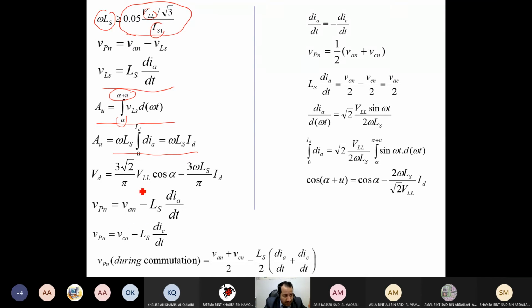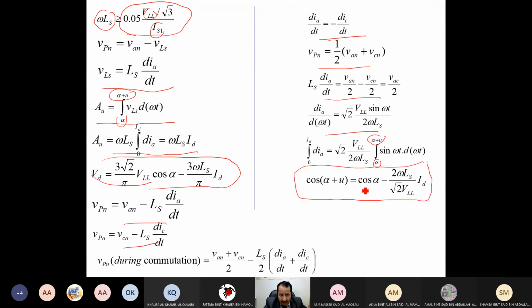We have the same formula, which I repeated here for VD, copy-pasted from the diode situation. The only difference is that I integrated from alpha to alpha plus U. Why? Because we have a thyristor. This is the formula I got, and I will use it to calculate U.